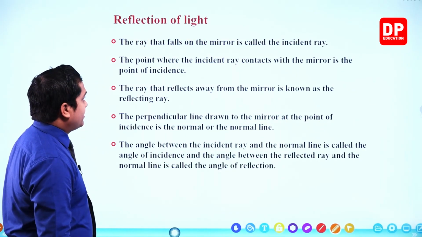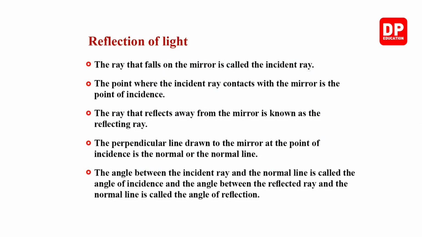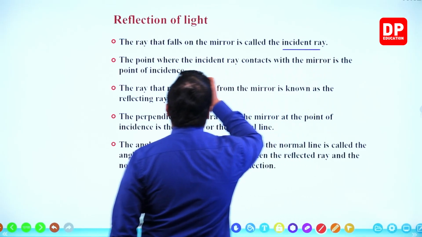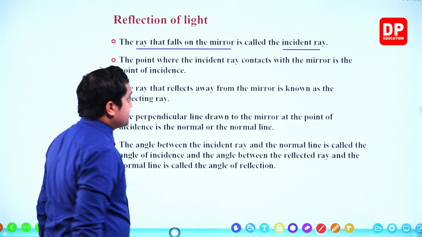So once again you are given the definitions for each and everything. Let's see. The ray that falls on the mirror is called the incident ray. Once again, the incident ray, right? The incident ray is the light ray which is going to fall towards the mirror, or else the ray which is coming towards the reflective surface.